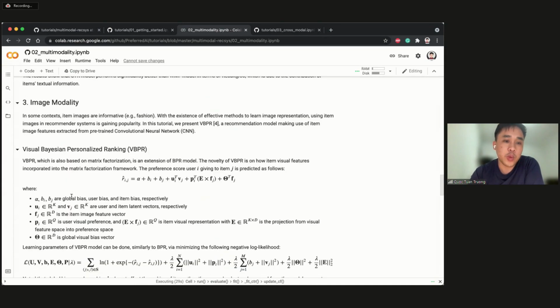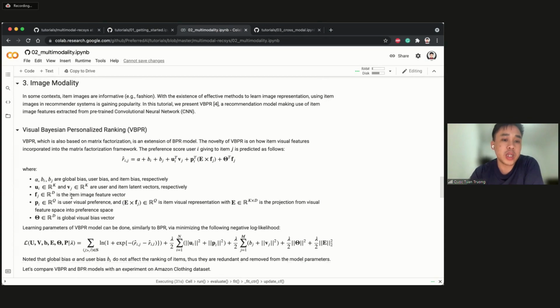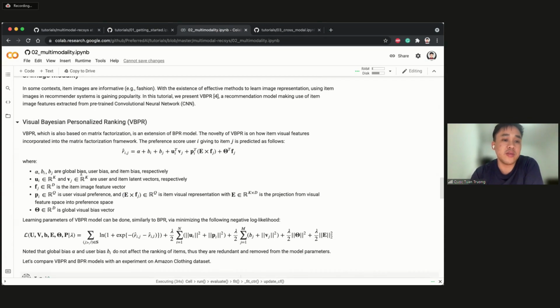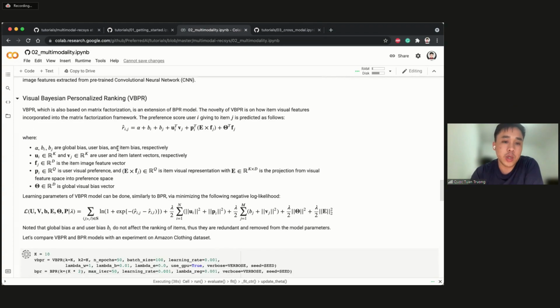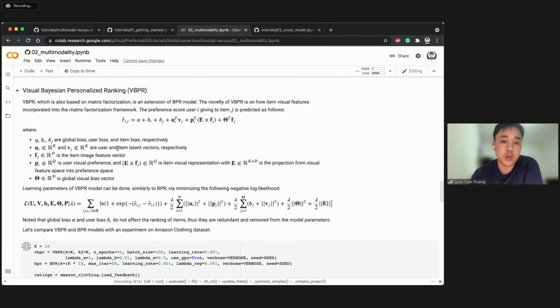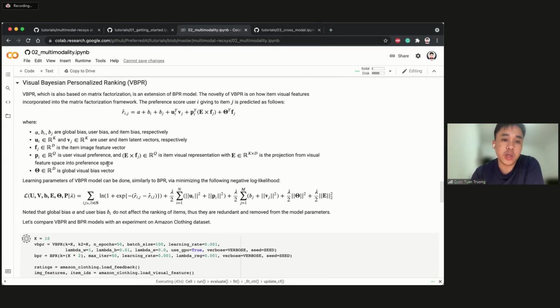Then the next part is about the image modality. We introduce VBPR, visual Bayesian personalized ranking. In this one, BPR is the core component, so we compare between the two models.